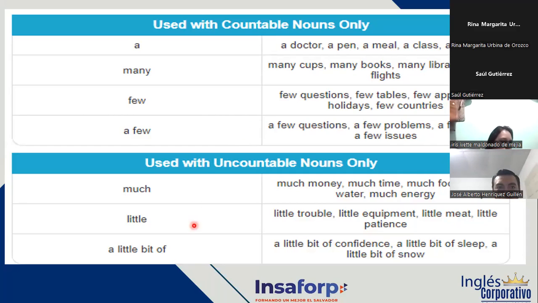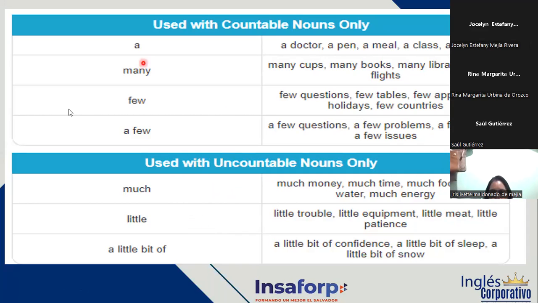Now, if there's no more questions, Saúl, thank you very much. Much money, much time, much food, much water, much energy. Okay. Julia, yes, Julia. Little tools, little equipment, little meat, little. Okay, we have little trouble, little equipment, little meat, little patient.